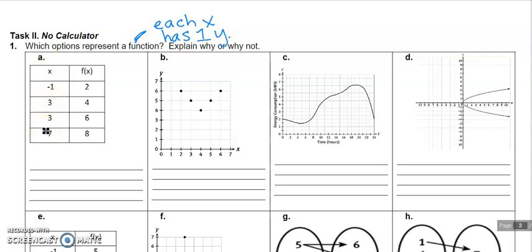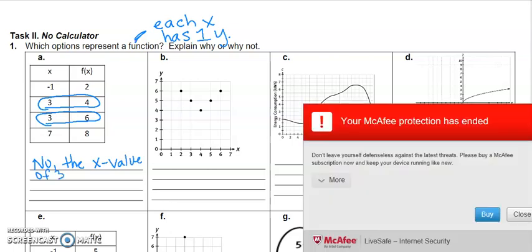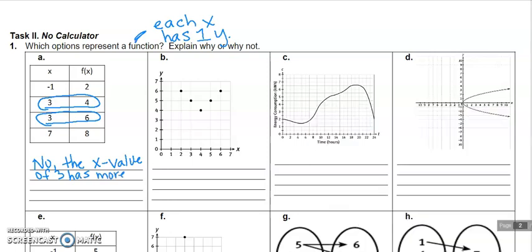So right here, I see this x value of 3 has two different y values, a 4 and a 6. So here I know that this is not a function because the x value of 3 has more than one y value.